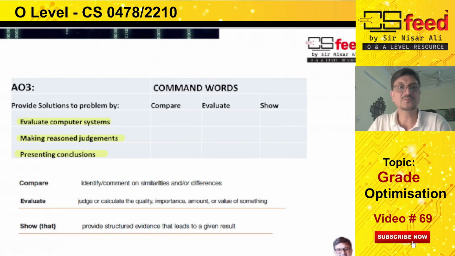The same approach we apply to computer systems and various things, the computer hardware or the computer software, various things that are in your syllabus. Every topic can be taken like this.